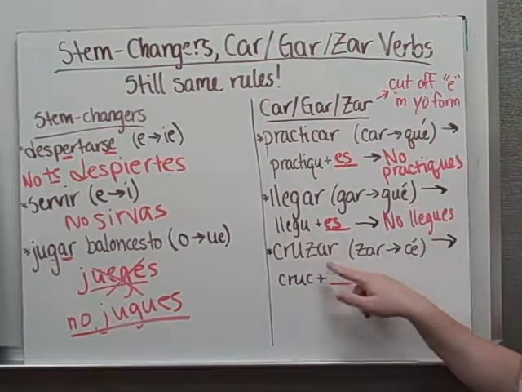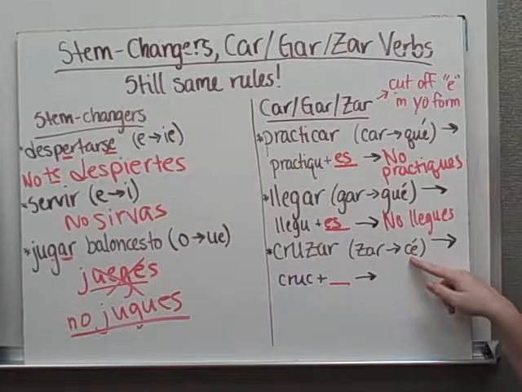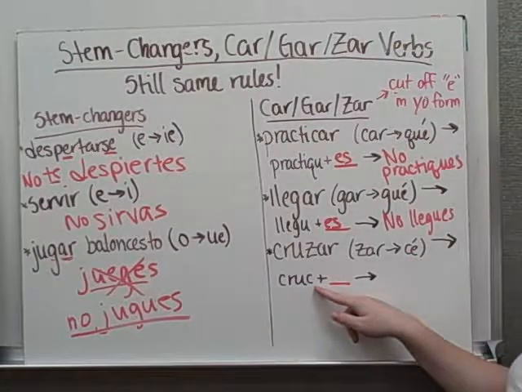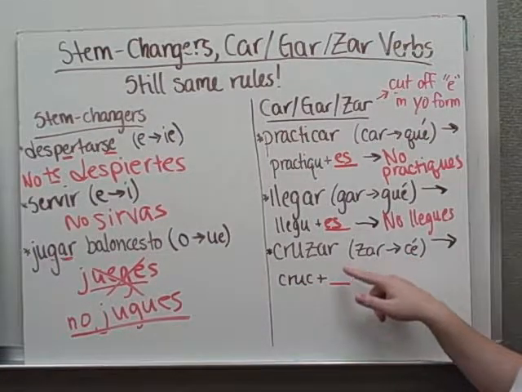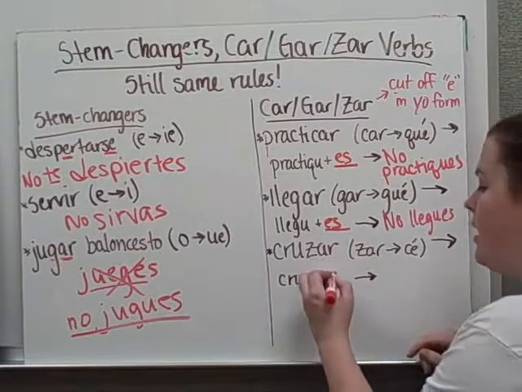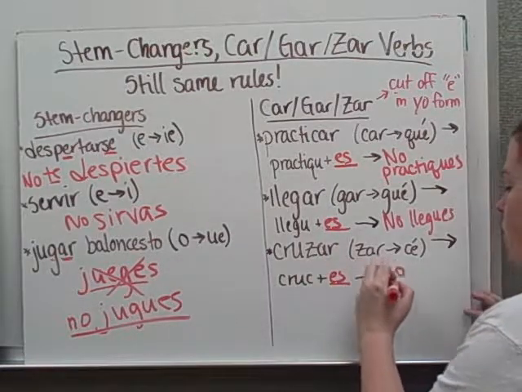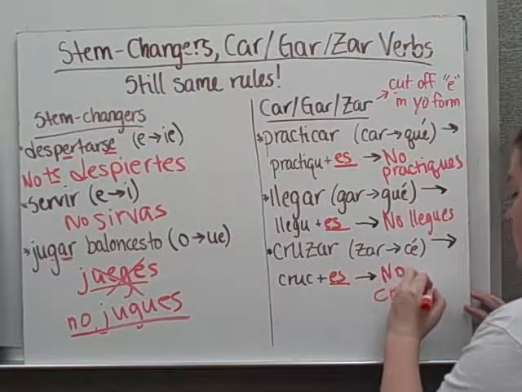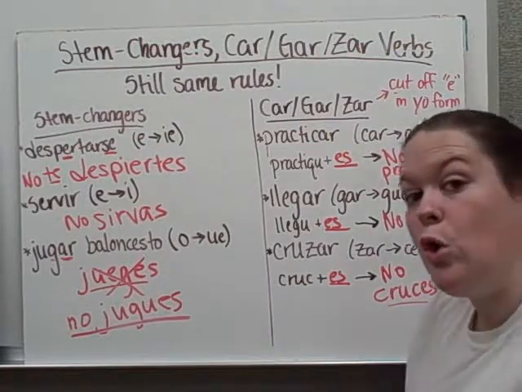And a zar verb, cruzar. It goes to crucé. So when we put it in yo form, crucé, cut off the E. Again, since it ends in AR originally, we will add an ES. Always a no. Cruces. No cruces.